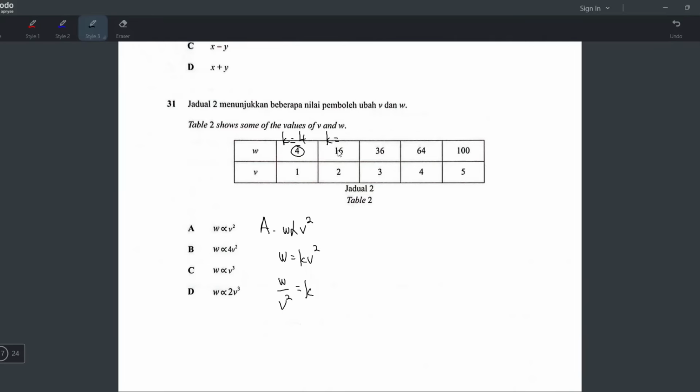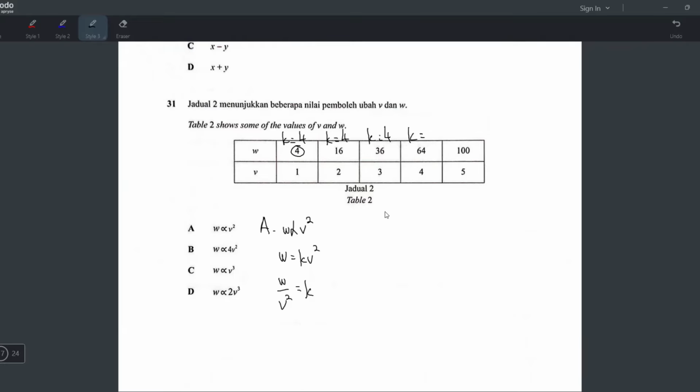W bahagi V square. 16 bahagi 2 square. So 16 bahagi 4 is 4. Oh, this and this sama. Tapi tak boleh bulat lagi. Dia kena semua sama baru boleh. So do again. W over V square. 36 over 3 square, which is 36 over 9. Oh, 4 also. Okay, that's good.